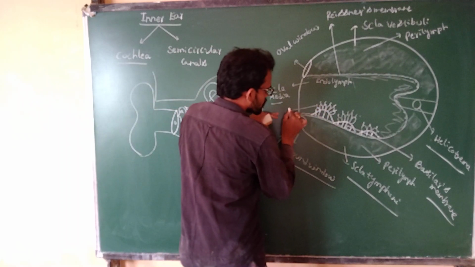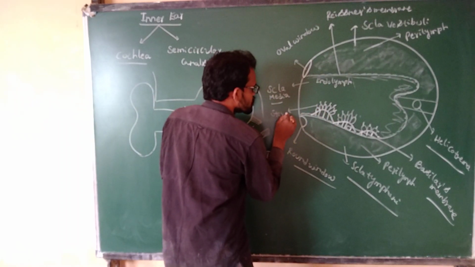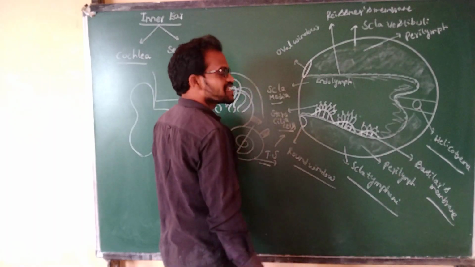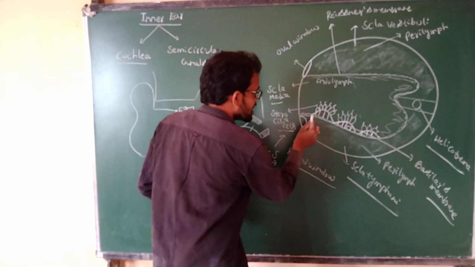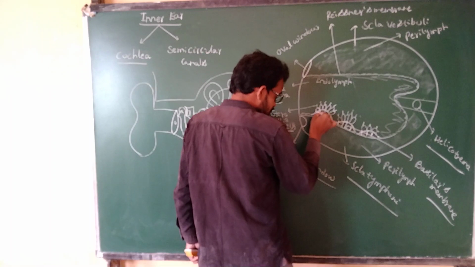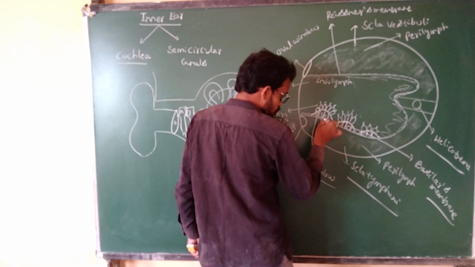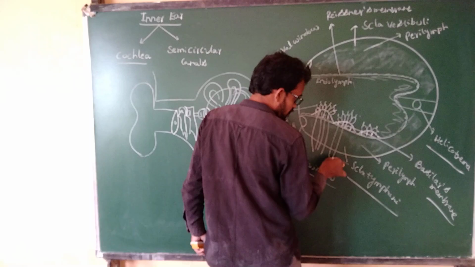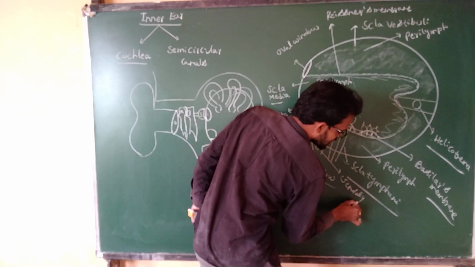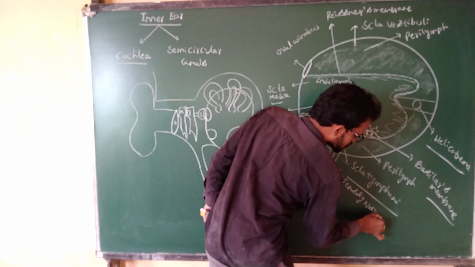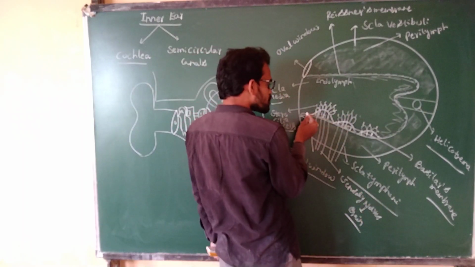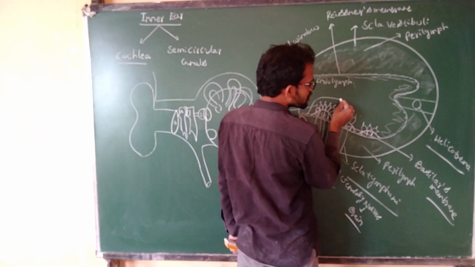These are the stereocilia cells. The base of the stereocilia cells consists of sensory neurons, sensory nerves, which are connected to the brain.